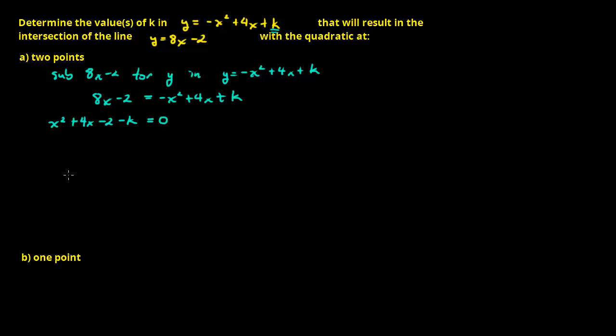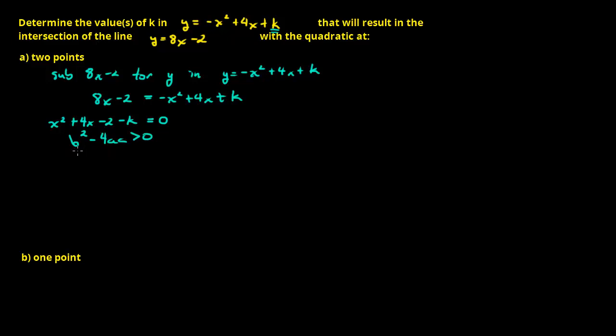So I want to figure out what values of k result in exactly 2 points of intersection. So here, if there's 2 points of intersection, then this equation is going to have 2 solutions for x. Well, when does this equation have 2 solutions for x? When b squared minus 4ac is greater than 0. I can use the discriminant, because I know that if b squared minus 4ac is greater than 0, then this equation will have 2 solutions for x.